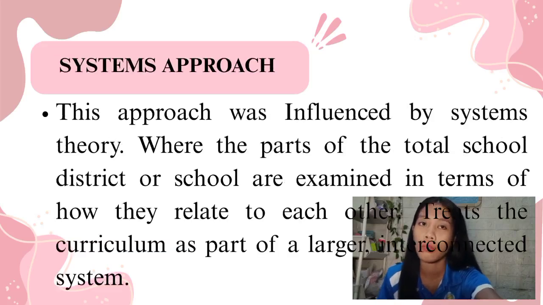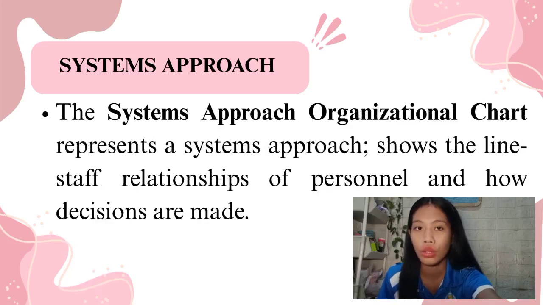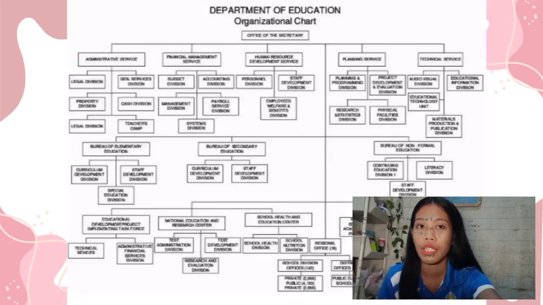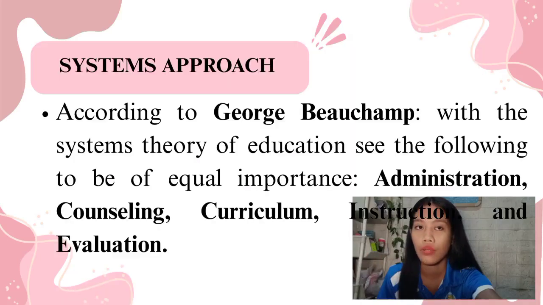So the third approach is the systems approach. This comes from the systems theory, which says that organizations must be viewed as interconnected systems. In curriculum, this means that the school should be seen as a big system where all the parts are equally important. This includes the administration, the teachers, the curriculum itself, the instruction, the counseling services, and even the evaluation. So in this approach, when one part changes, the others must adjust too.